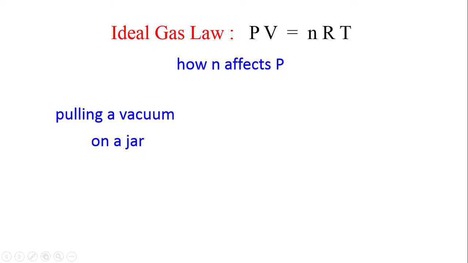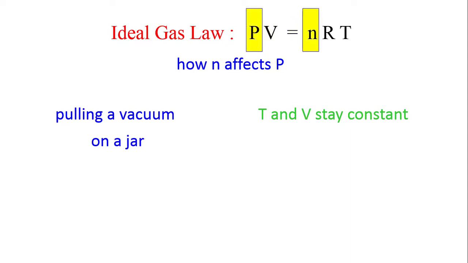In pulling a vacuum on a jar by sucking the air out with a vacuum pump, the temperature and volume of air inside the jar, at least at the start, stay constant. The volume eventually changes some as the balloon expands, but let's consider what happens at the start. Since N and P are directly proportional on opposite sides of the ideal gas law, a decrease in the number of moles of gas causes a decrease in the pressure.